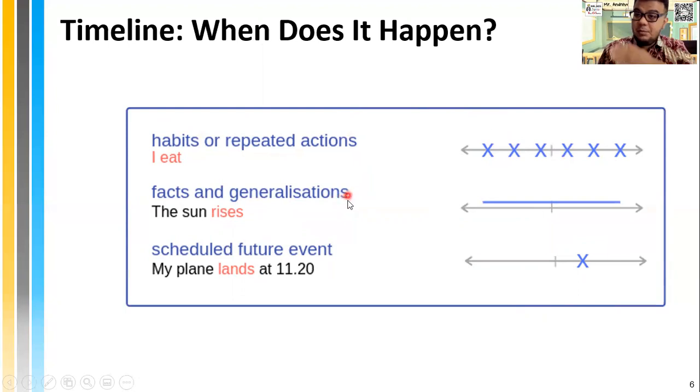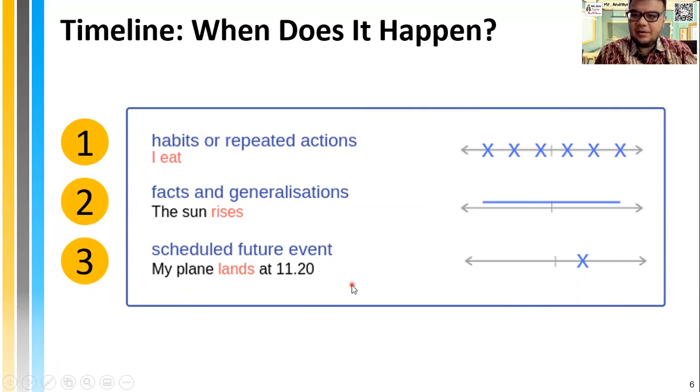Facts and generalizations. Remember the general truth from the previous slide? The sun rises from the east, right? It's always true. That's why it's a line like this. And then remember the fixed schedule, the future event. The X is on the right-hand side of the line because this right side describes the future. My plane lands at 11:20, right? Okay. The first timeline, second and third timeline, okay?